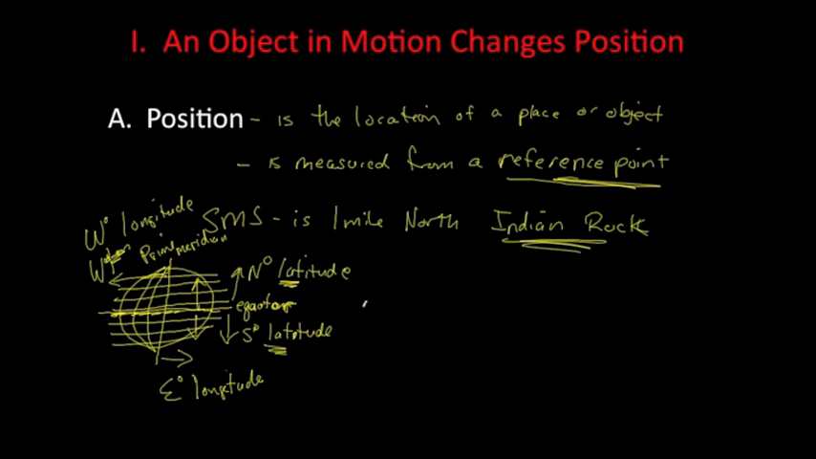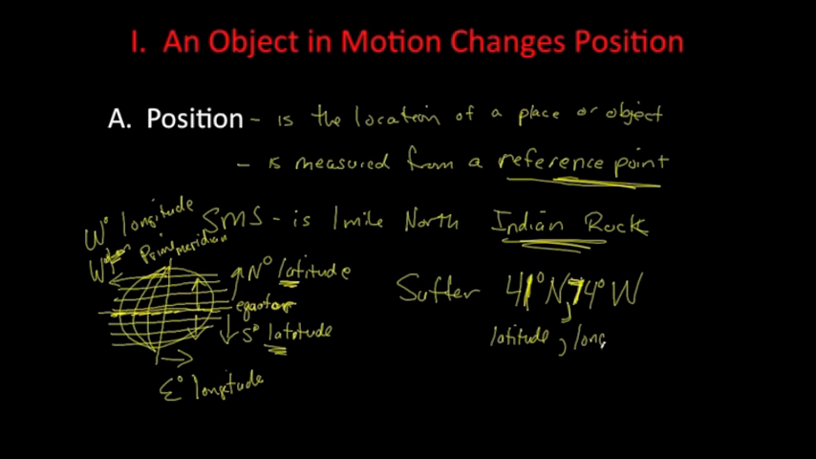So for instance, if we were using the latitude and longitude coordinate system, we would say that Suffern is 41 degrees north, and 74 degrees west. So you have 41 degrees north latitude and 74 degrees west longitude. And if you use the coordinate system, you would find that that's where Suffern is located.